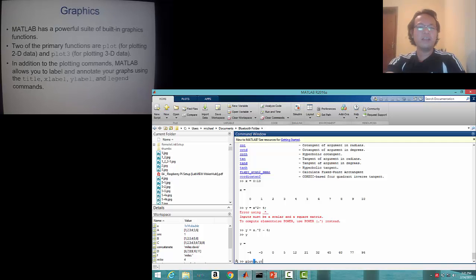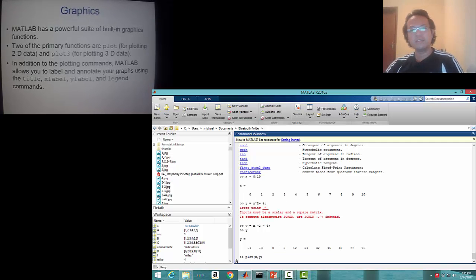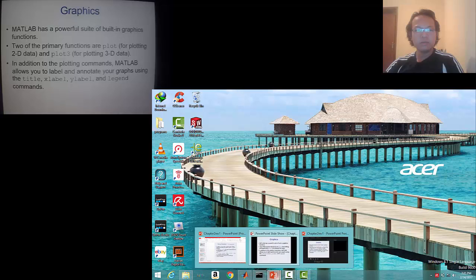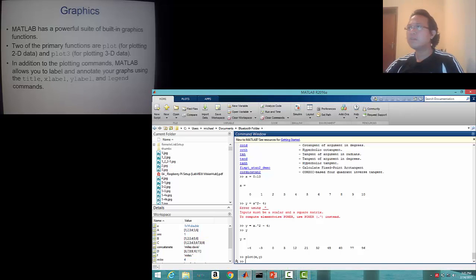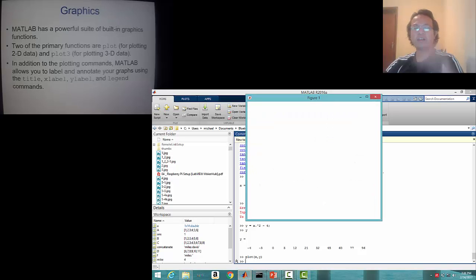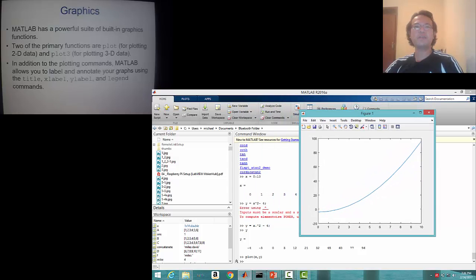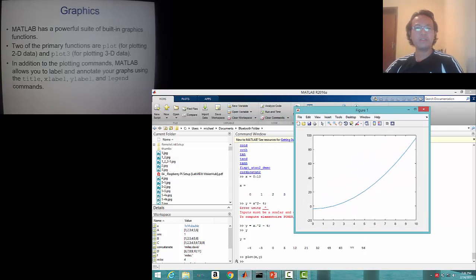Okay, let's plot this one, for instance. Plot x, y like that, and you'll see what will happen. Let's wait for a while. It's not coming up. I think it's here. Yeah. All right, this is the graphics window. Another window will pop up as long as you ask for a plot. So this is x and this is y. So this is the function. I think this is a quadratic equation.